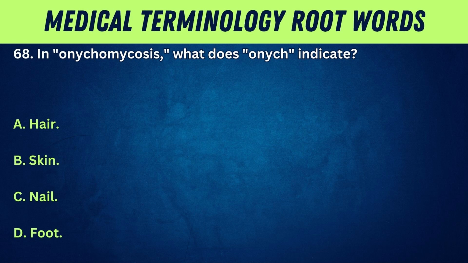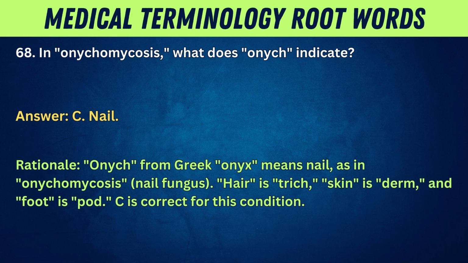68. In onychomycosis, what does onyx indicate? A. Hair. B. Skin. C. Nail. D. Foot. Answer. C. Nail. Rationale. Onyx from Greek onyx means nail, as in onychomycosis, nail fungus. Hair is trich, skin is derm, and foot is pod. C is correct for this condition.